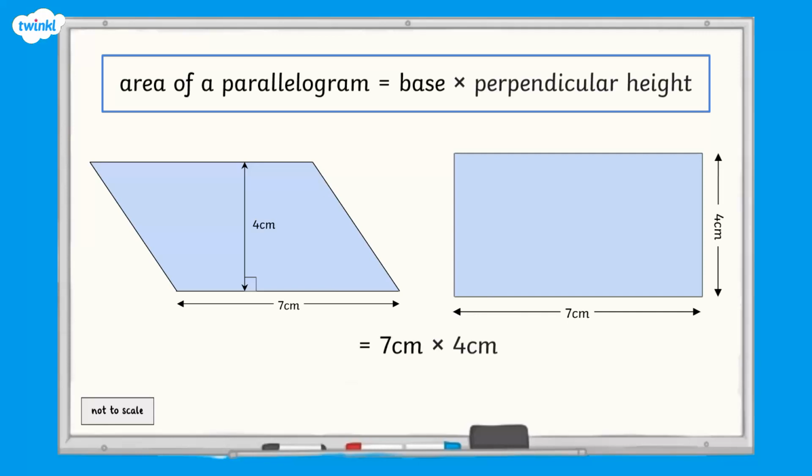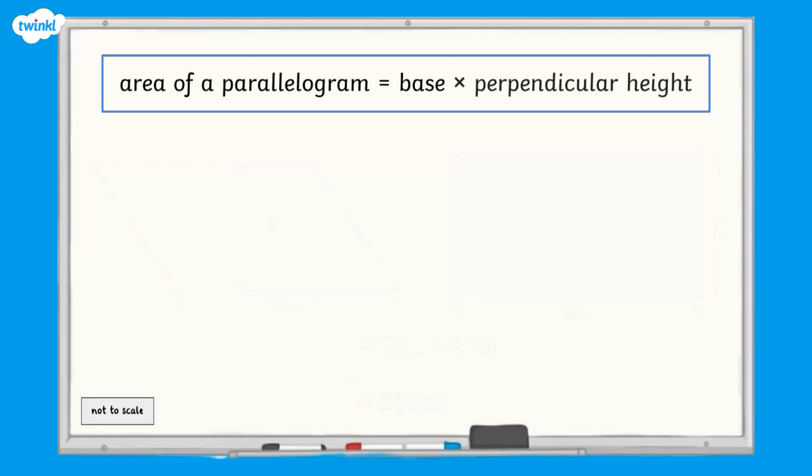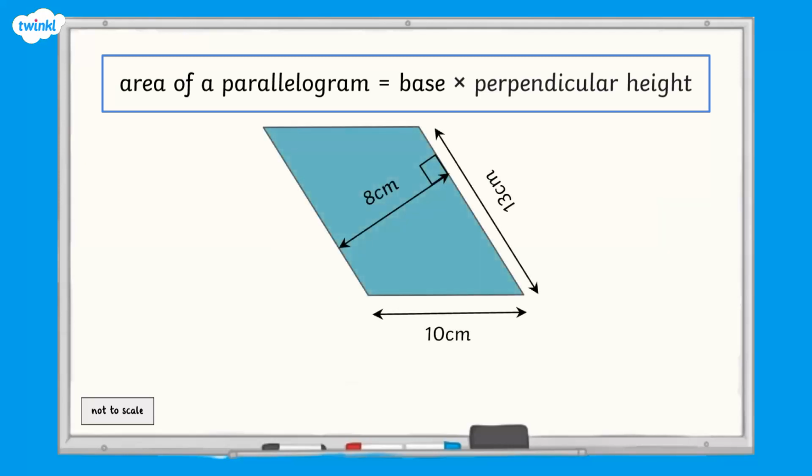7 centimetres multiplied by 4 centimetres equals 28 centimetres squared. We can apply this formula to any parallelogram. Sometimes it can be difficult to work out which measurements to use. When you've identified two lines that meet at a right angle, it might be useful to rotate your shape so that the lines are horizontal and vertical like this.